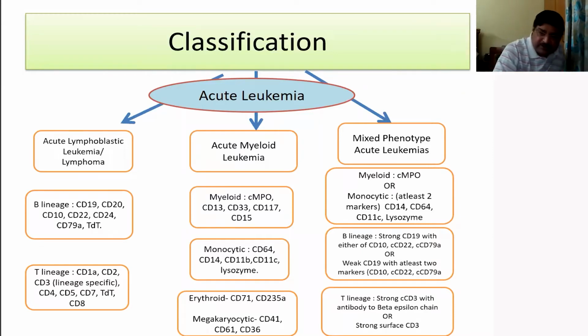So based on the presence of these markers, either myeloid or B lineage or T lineage, you categorize them as B myeloid or T myeloid or BT, acute leukemia of ambiguous lineage. Because here the lineage is not very refined. Still, the cells are pretty immature for the differentiation pathway to happen.